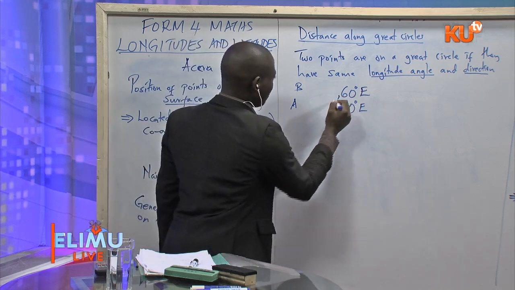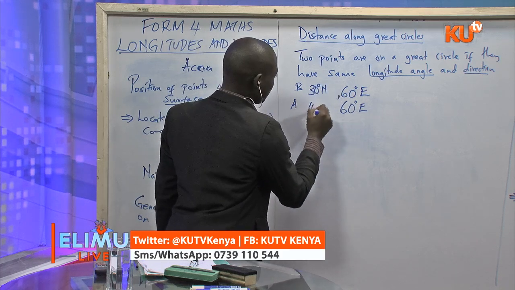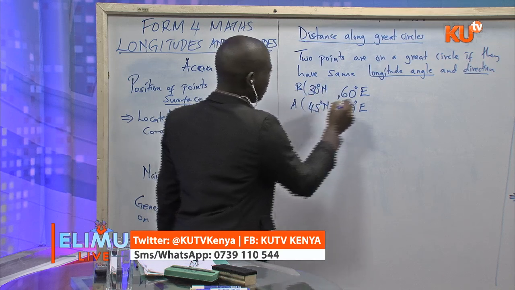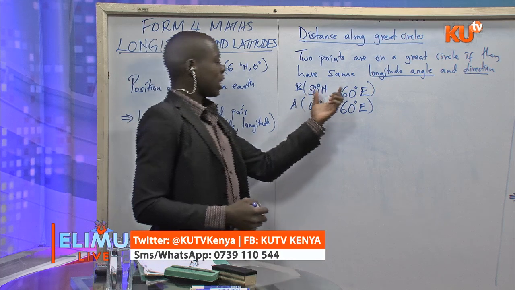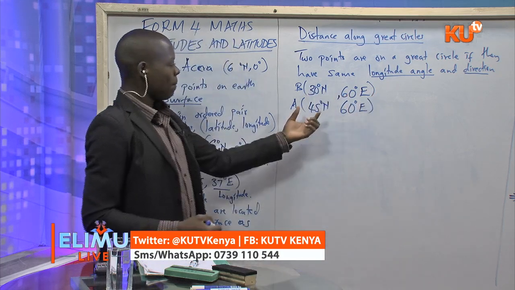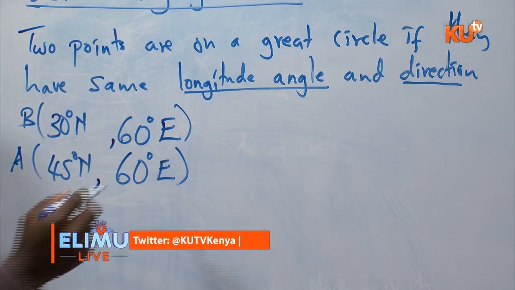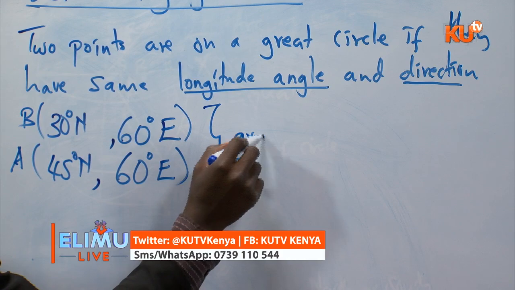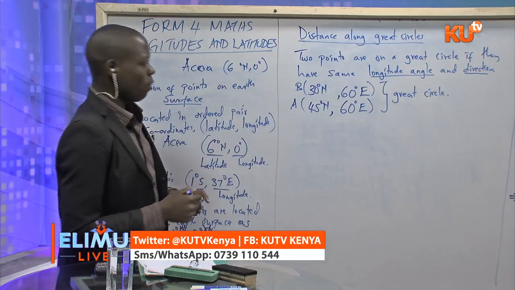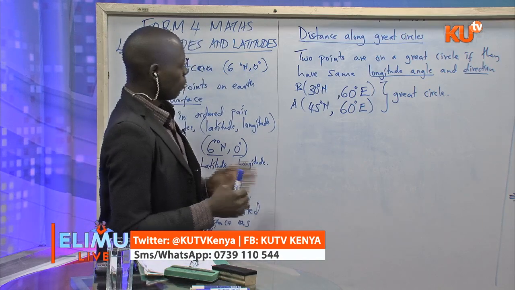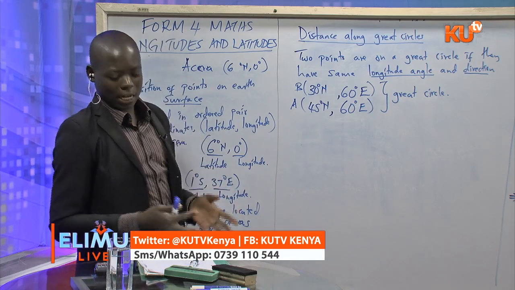So if, for example, let's try to fill this in and say this is 30 degrees north, and then say this is 45 degrees north, so that we now have a complete set of points, A and B. So B is 30 degrees north, 60 degrees east, and A is 45 degrees north, 60 degrees east. This is a great circle, and it's a great circle because they share the same longitude angle and they're on the same side of the Greenwich meridian. Good. So if we know this, then how do we calculate distance along a great circle?